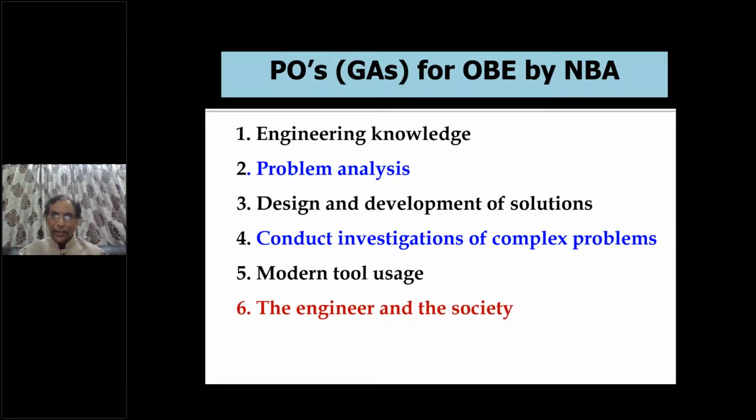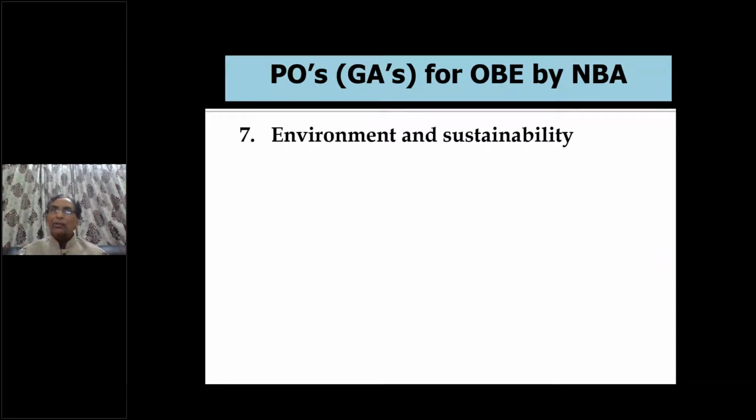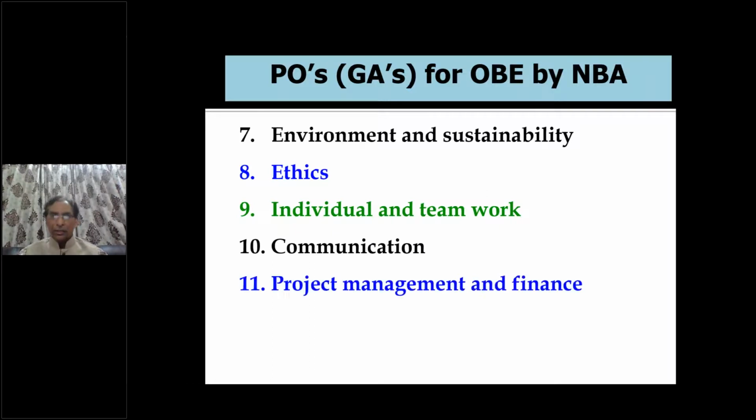See, these are engineering and the society, and then environment and sustainability, ethics, individual and teamwork, communication, project management and finance, and lastly, as you said, lifelong learning. These are all not directly domain specific. How are you going to satisfy these, map these POs into the OBE system and convince the visiting experts that you have achieved these POs? So what is the connection? Actually, it is very difficult to connect.